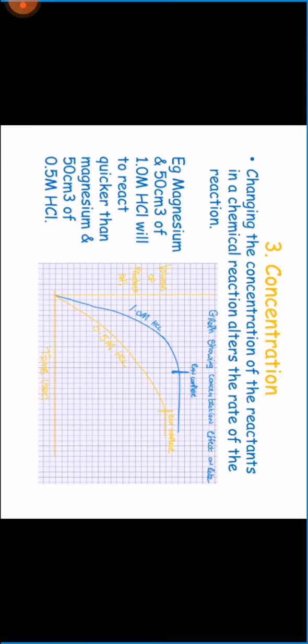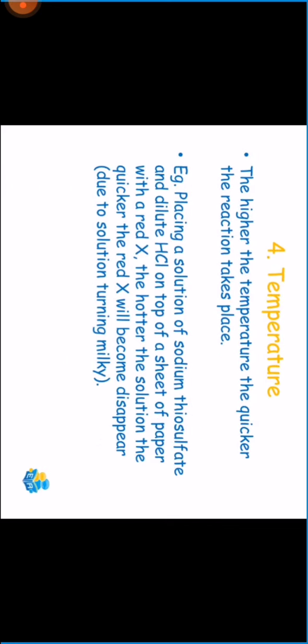Here we can clearly see that our 1 molar hydrochloric acid and magnesium reaction has a much steeper slope and finishes at an earlier point than the 0.5 molar hydrochloric acid. So that indicates that increased concentration will increase the rate of the reaction. The last factor that we'll look at is temperature, and as we would expect, similar to concentration, the higher the temperature, the quicker the reaction takes place.